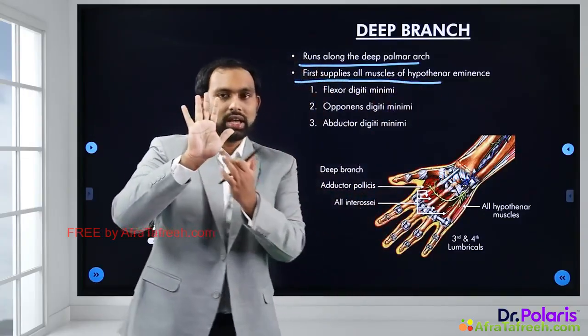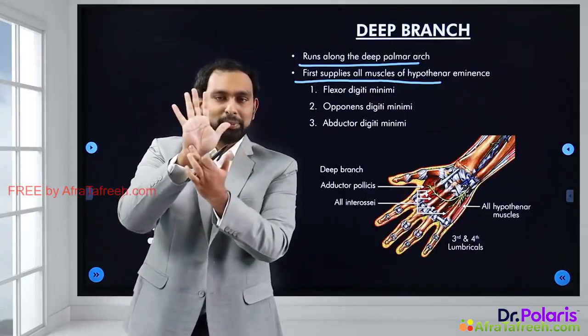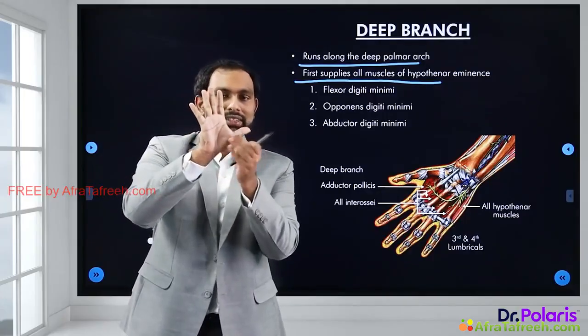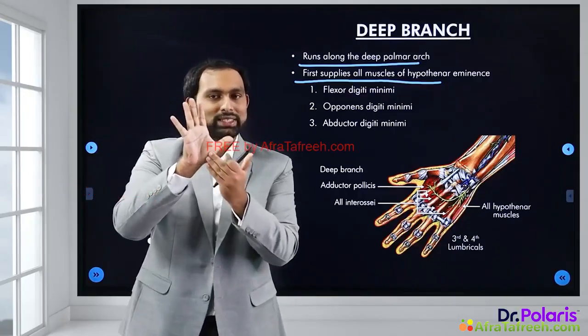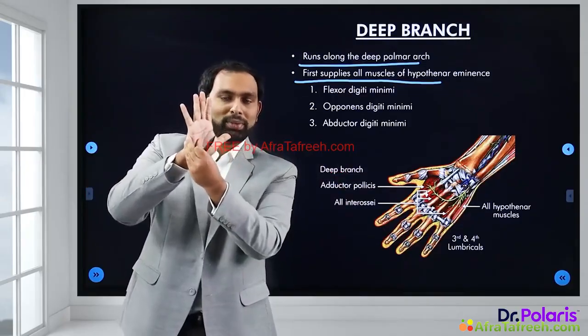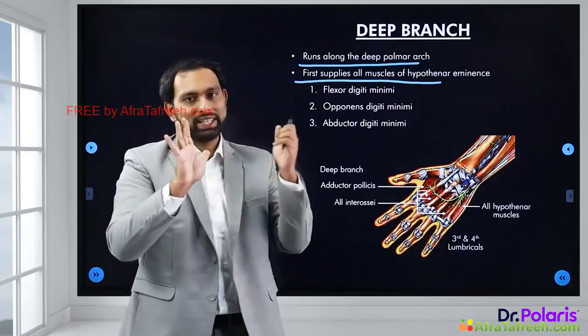So you have to understand that there are two eminences in the hand, the thenar eminence and the hypothenar eminence. This thenar eminence, the thicker one right at the base of the thumb, is mainly supplied by the median nerve. This hypothenar, the smaller prominence that you see in the ulnar aspect of the hand, is supplied by the ulnar nerve.